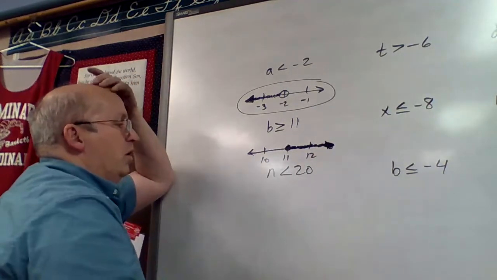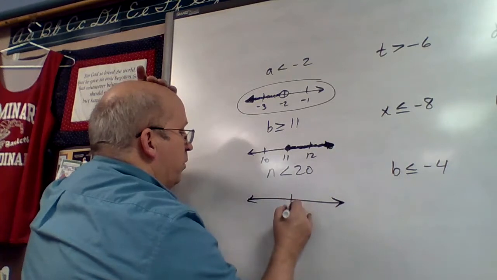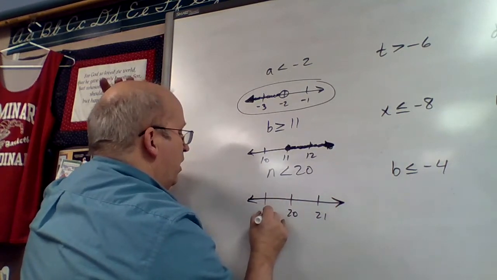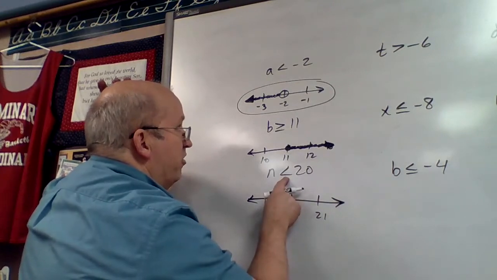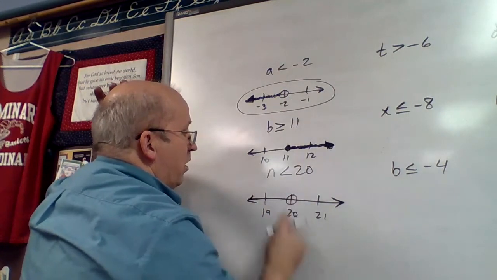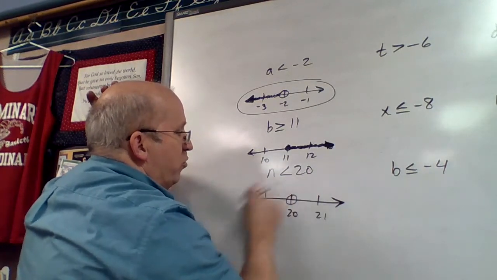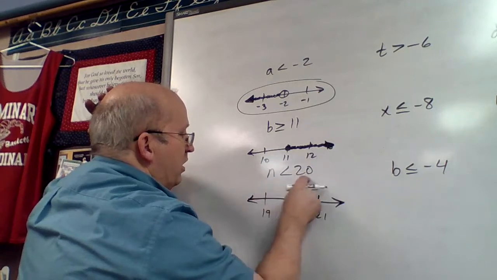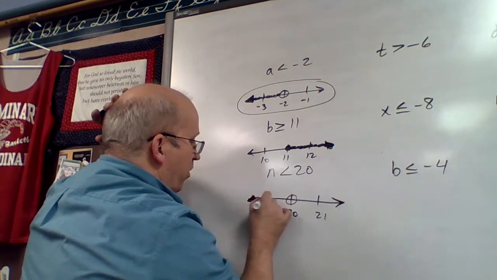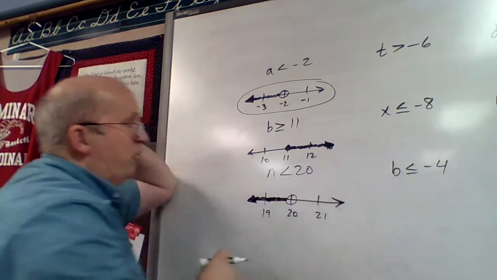Let's go to this one. N is less than 20. I put a line here, put 20 there, put 21 here, and 19 here. Because it's less than, I use an open circle at 20. What number would make this true? Is 21 less than 20? Nope. Is 19 less than 20? Yep. So that means I'm shading the left side this time, but not inside that circle.